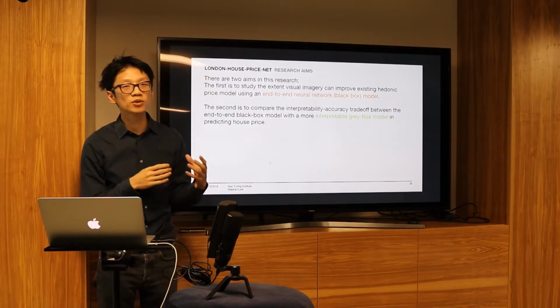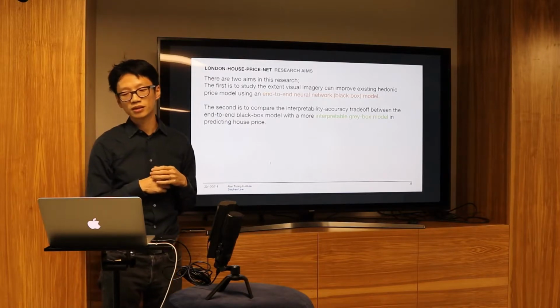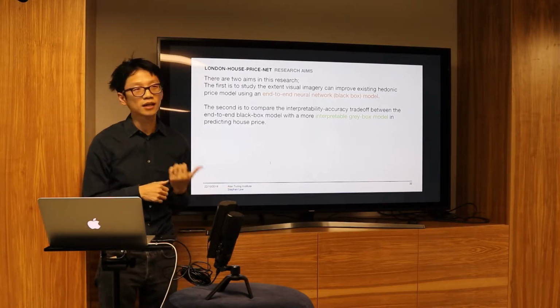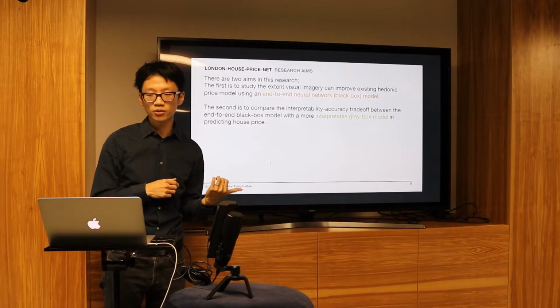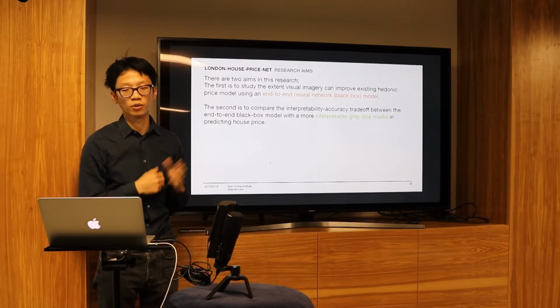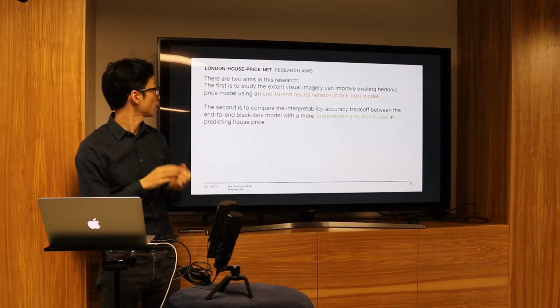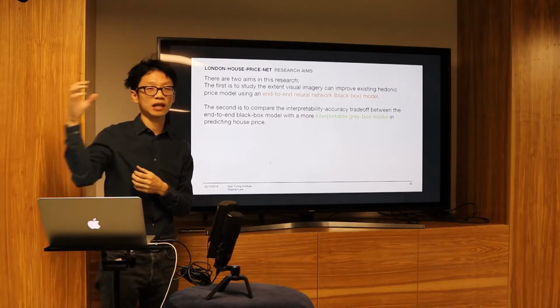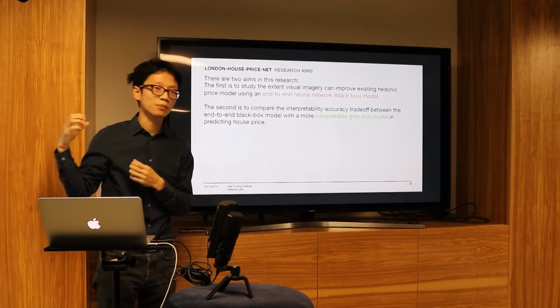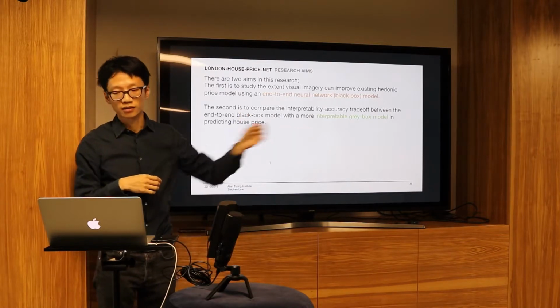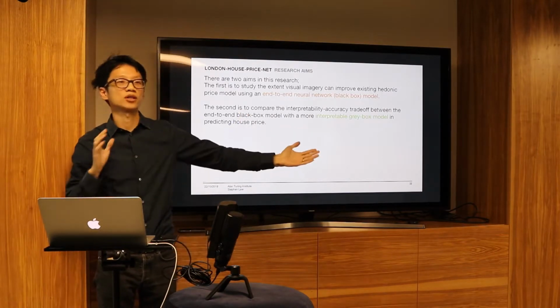So there are two aims to this research topic. The first is to study the extent to which visual imagery can improve an existing hedonic price model using an end-to-end neural network model. So the first aim: can I just put in images on the input side, and get a better prediction on the output side using a complete black box model?